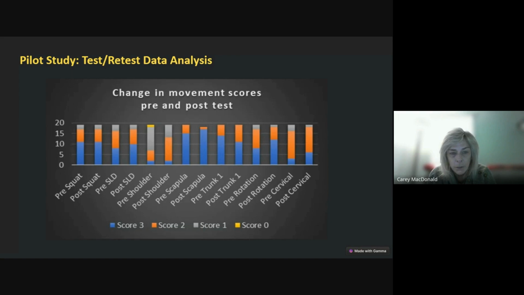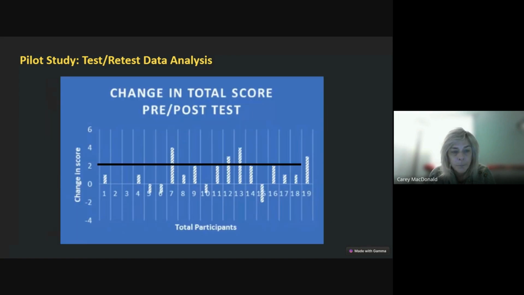And the next page was, again, a change in total score. So that was from pre-test to post-test. The first one you just saw, the prior slide, was individual scores. So a 1, 2, or 3. This was just overall scores. And the black line indicates the change in score. And most of them were 2. So numerically, a 2. So if they got like an 8 on their initial, they got a 10 on their retest. So most of them did make improvement.